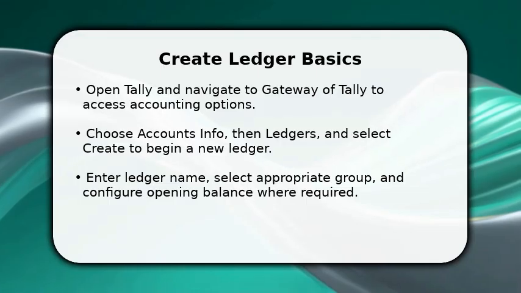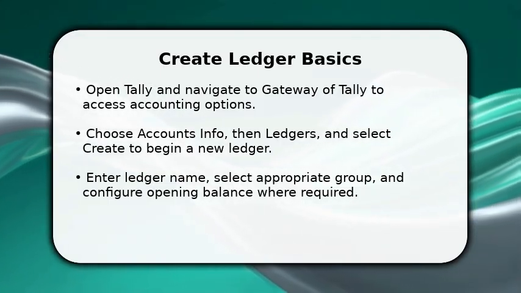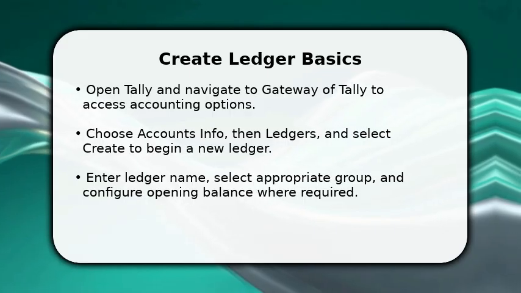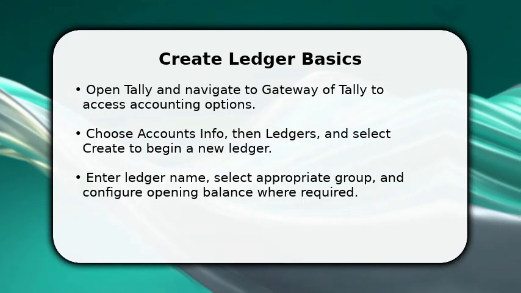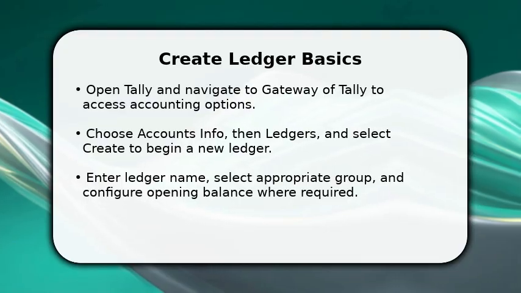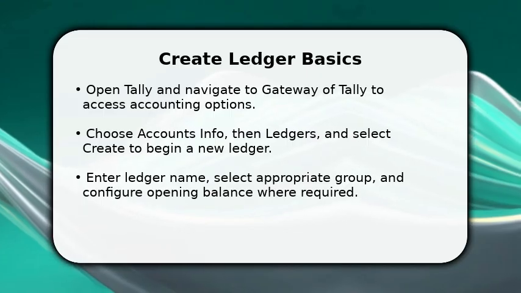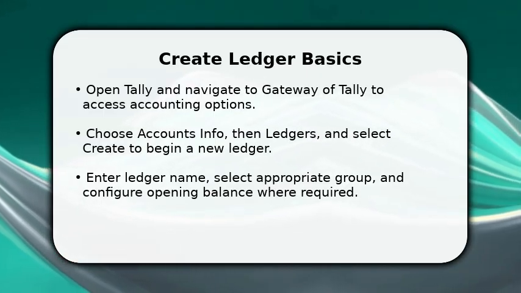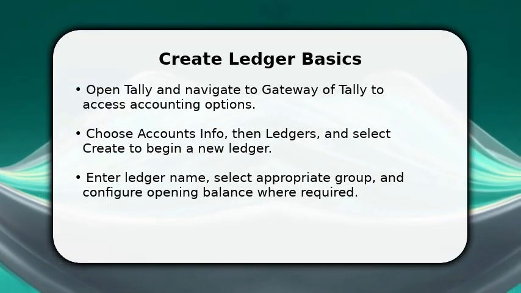In this video, I will show how to create a ledger in Tally. Open Tally, navigate to Gateway of Tally, choose Accounts Info, then Ledgers and select Create to begin. Type the ledger name clearly, pick the correct group like Sundry Debtors or Expenses, and set the opening balance if needed. Save the ledger and repeat for additional accounts, keeping names consistent for later reporting and easy reconciliation.